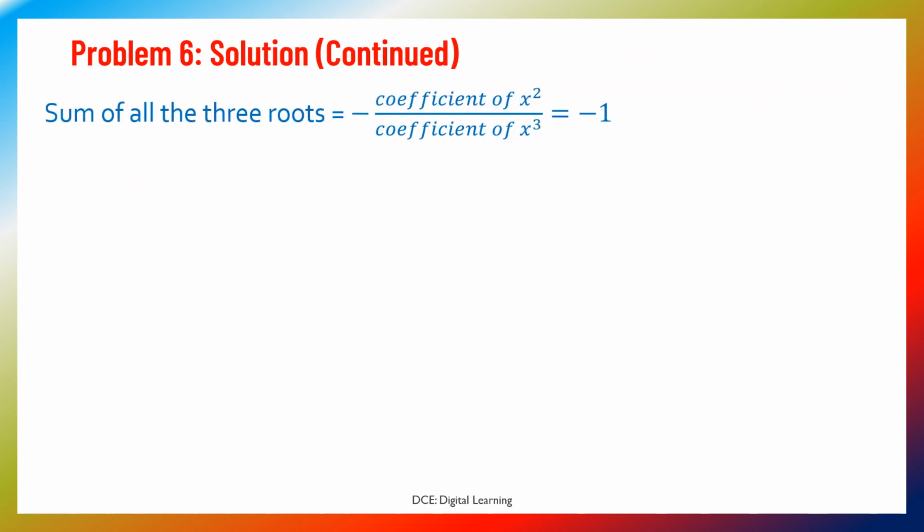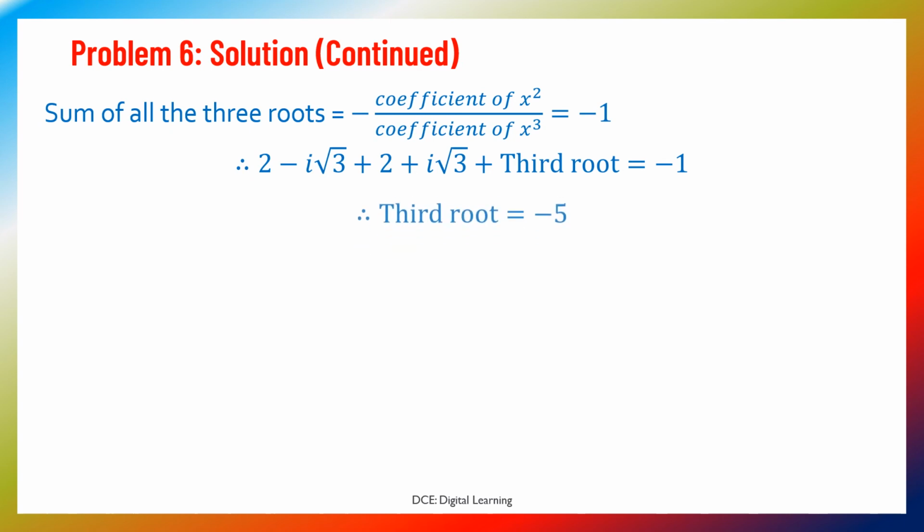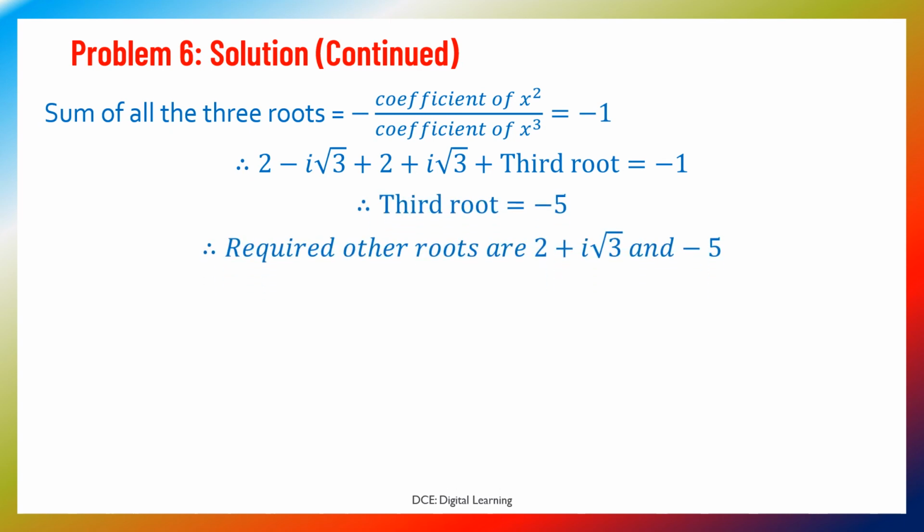Now, the sum of all three roots equals minus the coefficient of x^2 by the coefficient of x^3, which is equal to -1. Therefore, (2 - i√3) + (2 + i√3) + third root = -1. On simplification, the third root equals -5. Therefore, the required other roots are 2 + i√3 and -5.